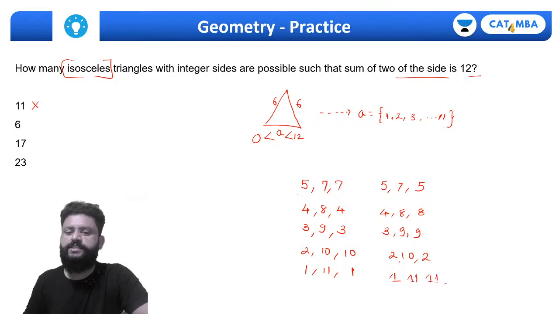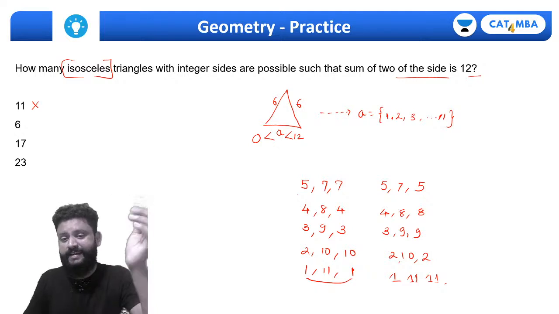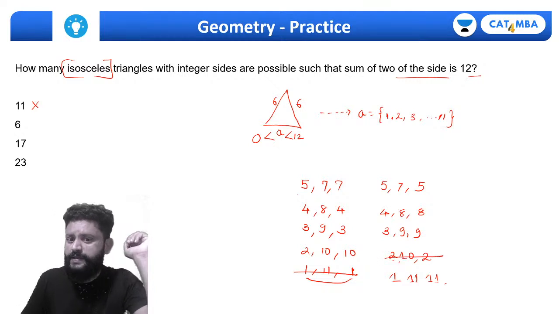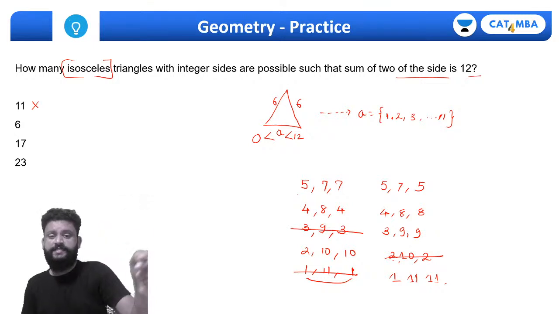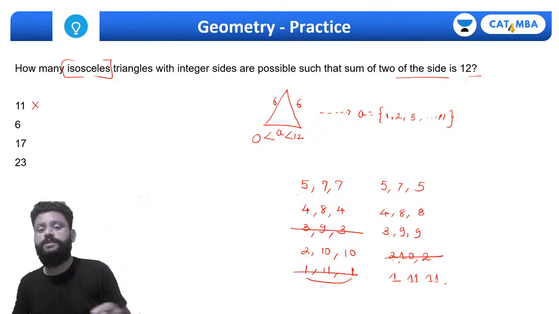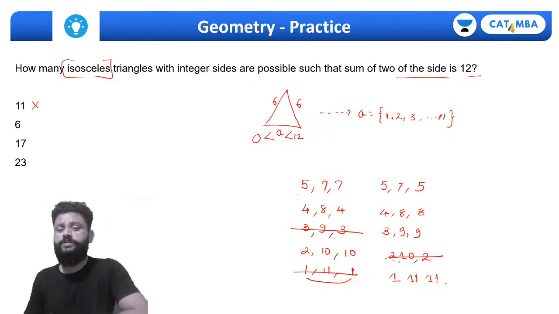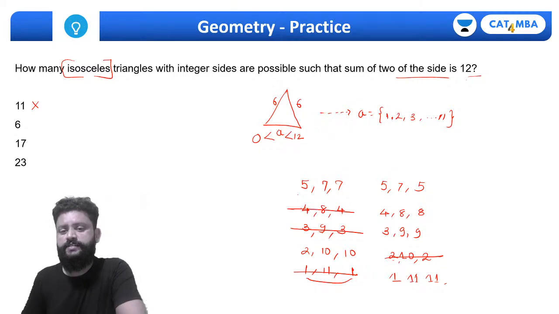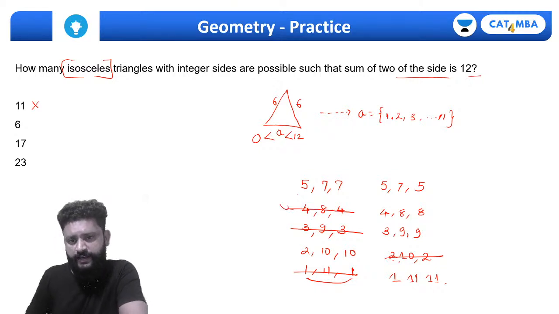यहाँ पे clearly पता चलता है guys, ये दो साइड्स का एडिशन 1 + 1 is 2 और third side 11, it is not possible. यहाँ पे 2 + 2 is 4 and third side is 10, it is not possible. Then यहाँ पे 3 + 3 is 6 and the third side is 9, it is not possible. Third side of the triangle has to be less than the sum of the other two sides, right? So 4 + 4 is 8 and third side cannot be 8. So that's why ये cancel हो जाते हैं.